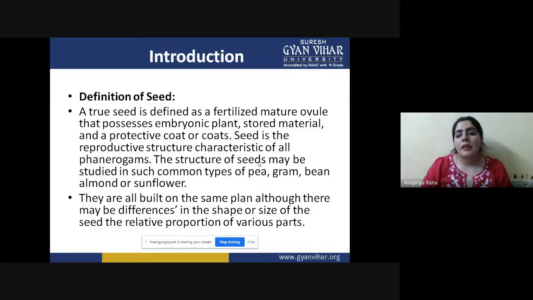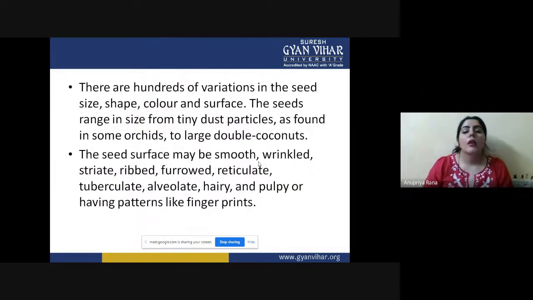So, the propagation of the seed follows the same kind of process, okay? Like the germination of the seed, they do not have much differentiation among them. But if we are talking about the shape, size, and structure, they can vary from species to species. There are hundreds of variations in seed size, shape, color, and surface. So you can see that there is a lot of variety in size, shape, and color.